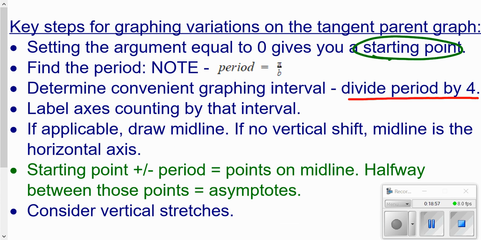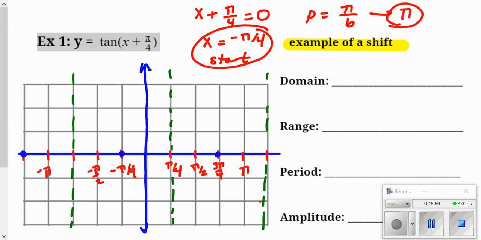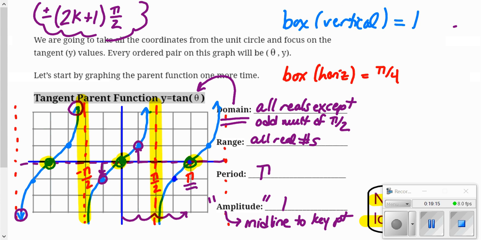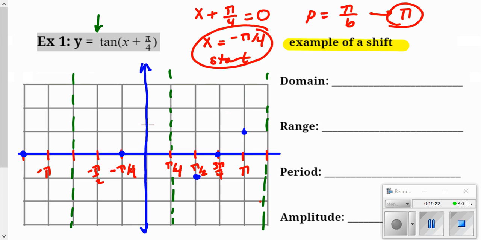And then I consider any vertical stretches. Well, there aren't any because there's no number here. So I know that my key points are going to be halfway between the dot and the asymptote, I go up. And halfway between the dot and the asymptote, I go down. And I know this because of the shape of the parent function. See how those 3 dots are lined up like that? Up on the right, down on the left. So samesies for the graph that I'm making here. There wasn't a flip. That would be the only way that would change. Okay, and so I'm up on the right, down on the left.